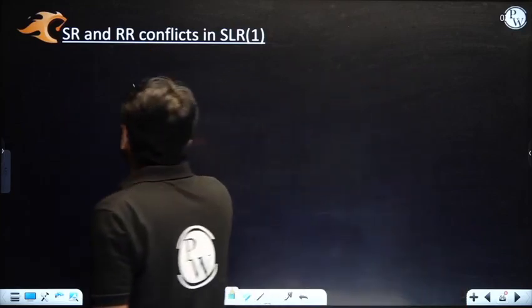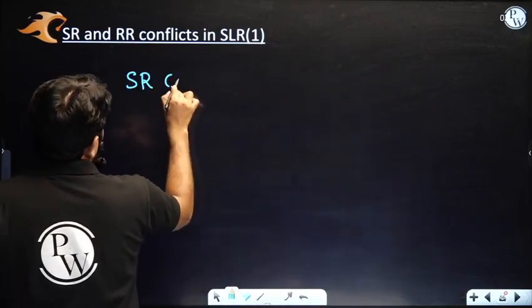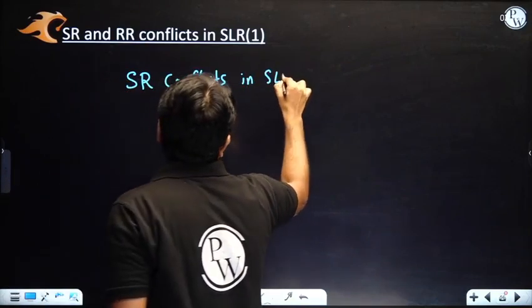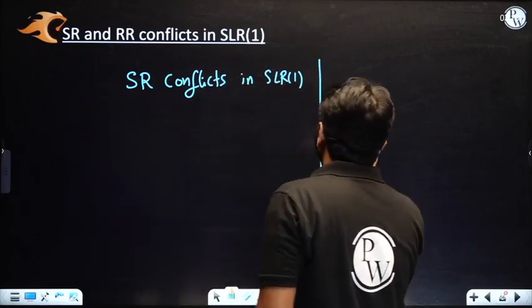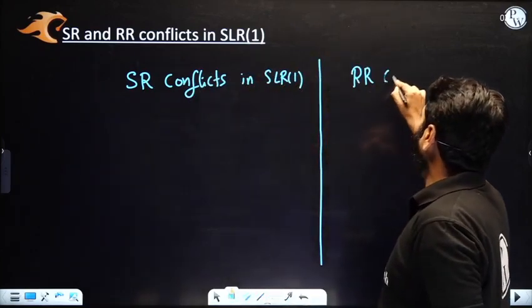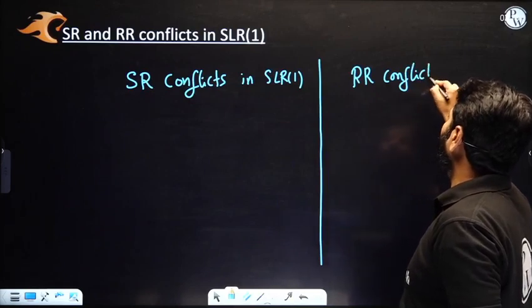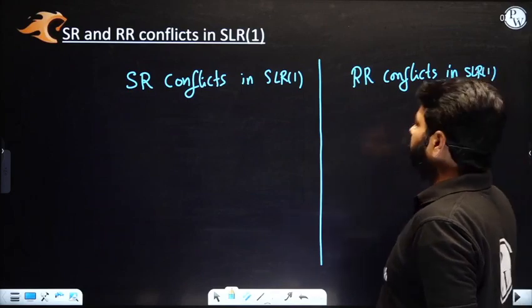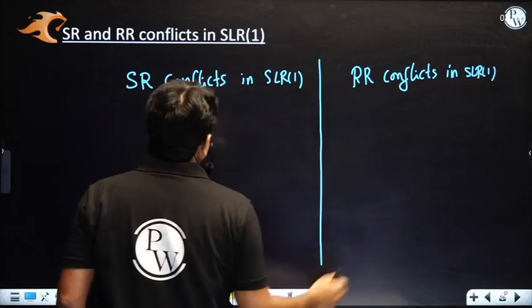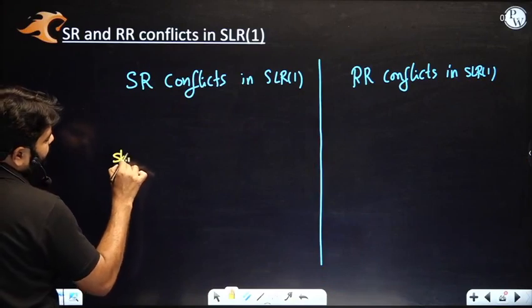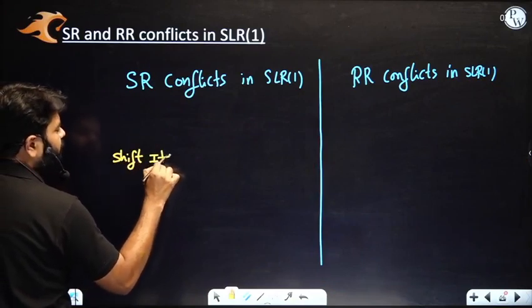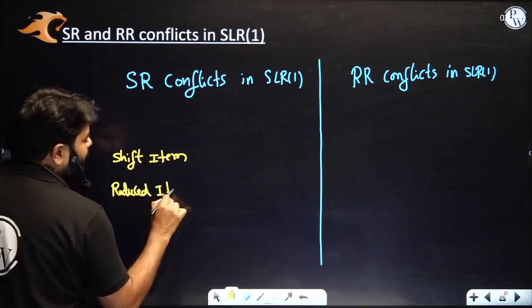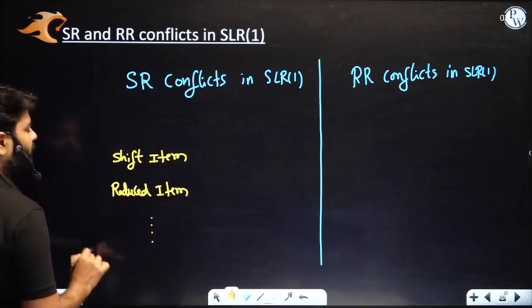What do you mean by a different way? If you want to check SR conflicts in SLR1, how do you check? And RR conflicts, how do you check? Already you know one shift item should be there and one reduced item should be there in the same state, right? In the same state. Remaining may or may not be there, it is fine.